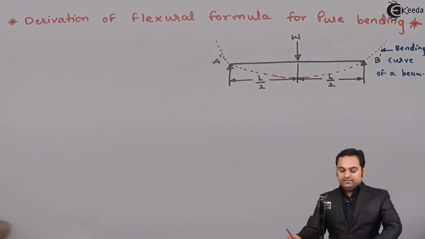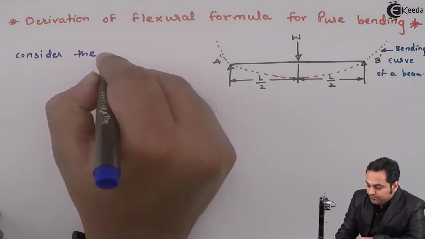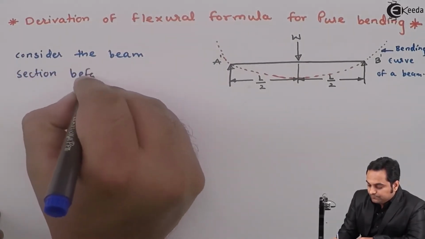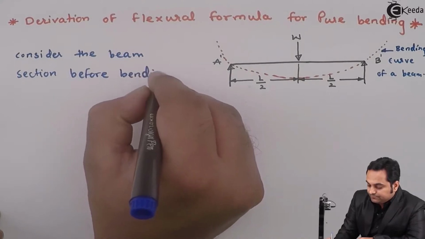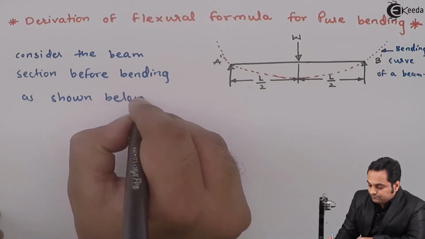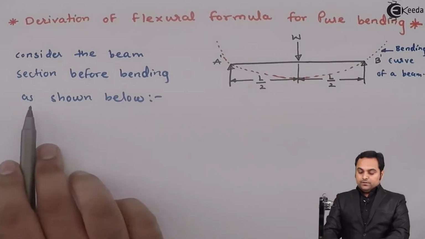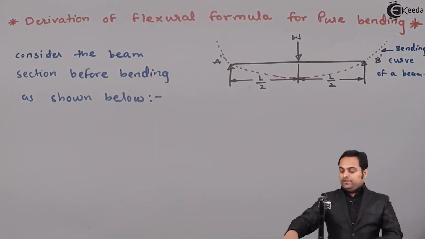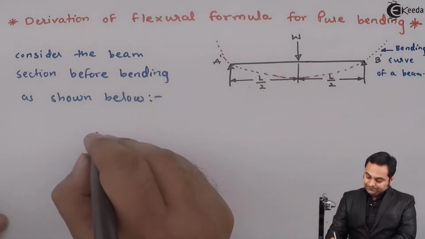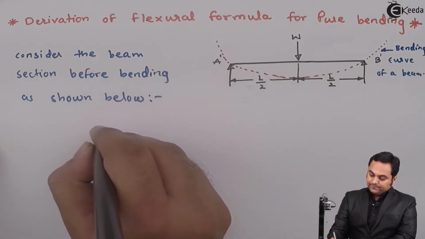Now what I will do, I'll say: consider the beam section before bending, as shown below. Here I will consider the section of this beam before bending. When the beam is not bending, it means it is completely straight. Then the diagram will be in this manner.